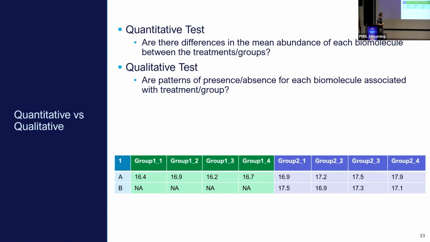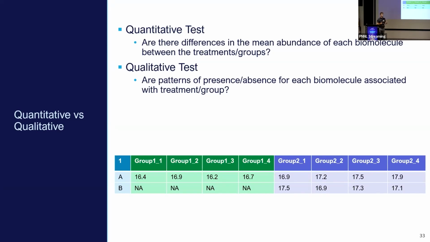So for example, if we are looking at biomolecule A, we might want to see if these values, 16.4, 16.9, 0.2, and 0.7, show any statistical difference between those values from the green group versus those in the bluish purple group.